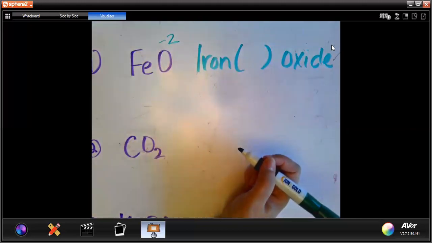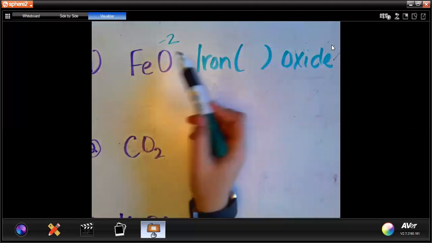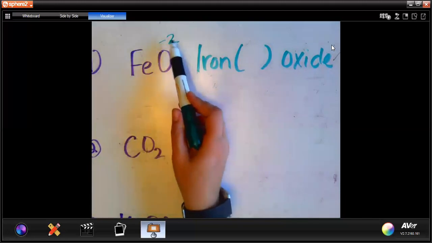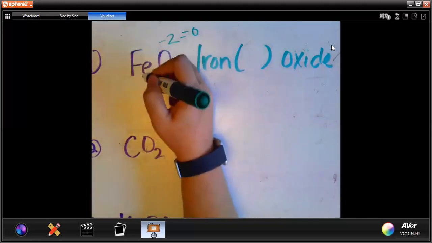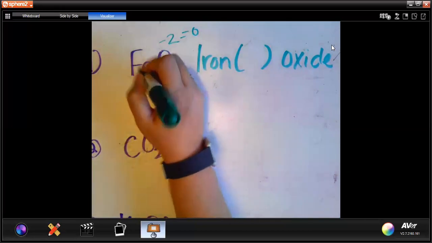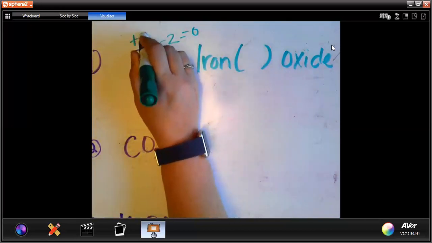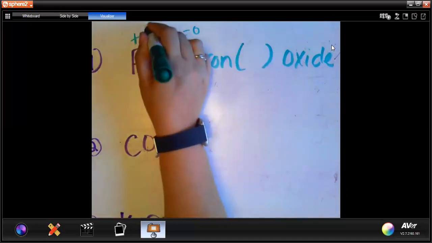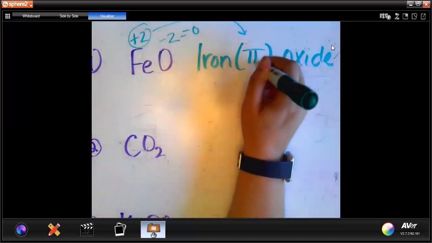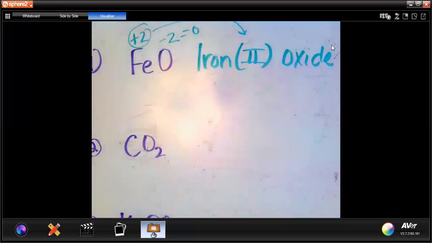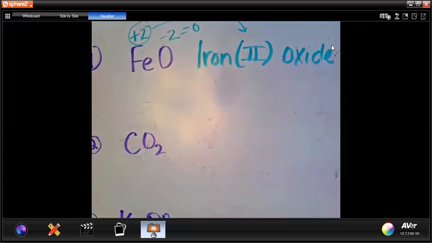right? And then we need iron to make -2 equal to 0. So what charge of iron would make -2 equal 0? +2. And so that is what we put into here, only we use a Roman numeral, not a standard number, 2. Again, that's the charge of the metal.